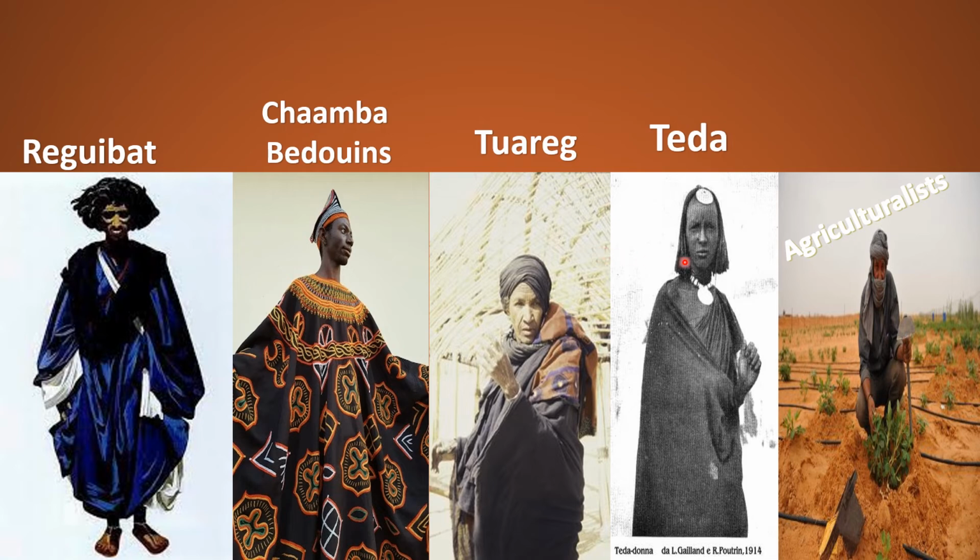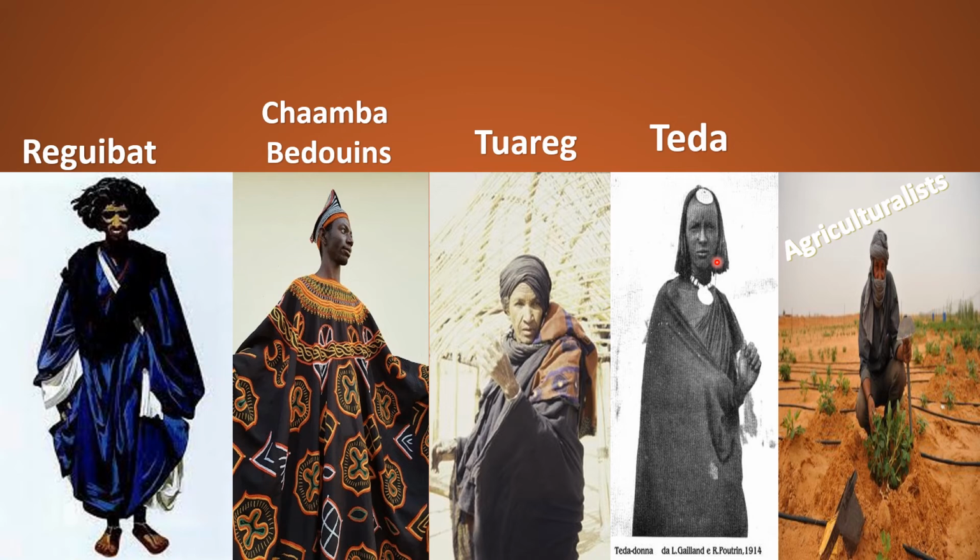And the other one is Tada or Tebu. If we talk about them, they were the camel herders and were known for their physical strength. And they live in the eastern and central Sahara in small family groups.